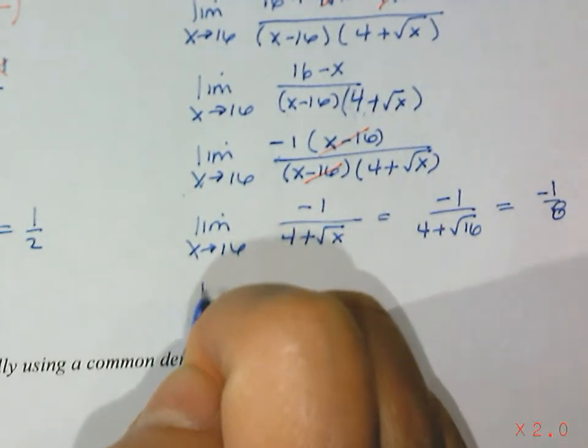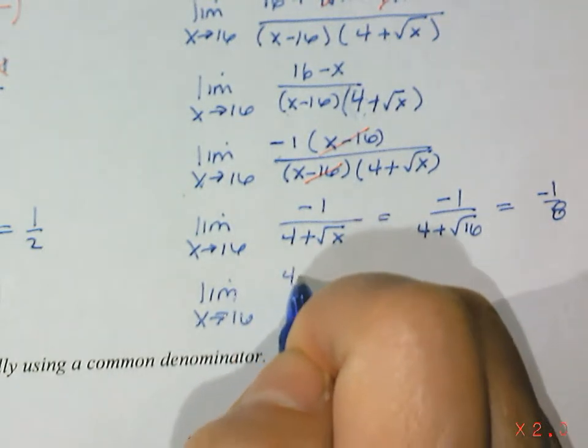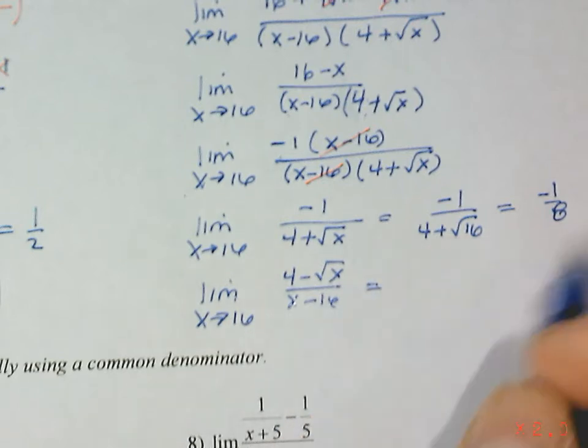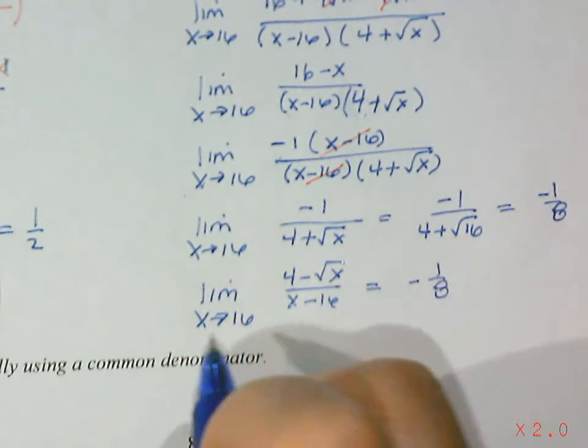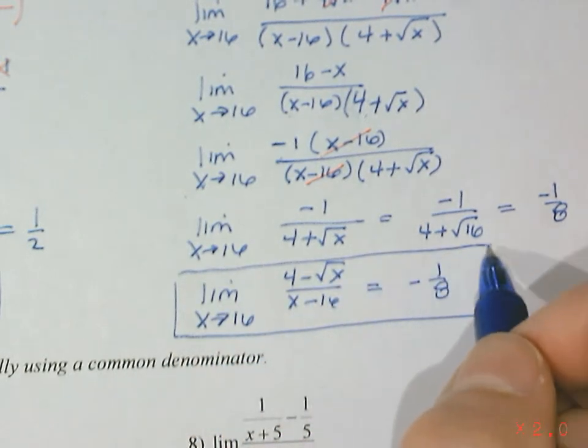When I rewrite it, the limit as x approaches 16 of 4 minus the square root of x over x minus 16 is going to equal negative 1/8. These problems aren't difficult. You just have to go slow and be careful.